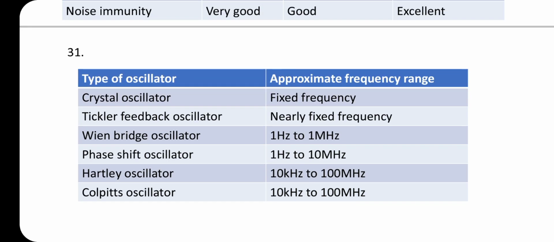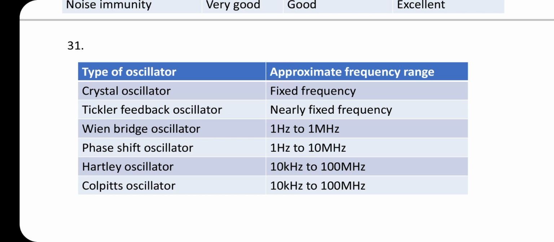31. Types of oscillator and approximate frequency range. Crystal oscillator: it has a fixed frequency. Tickler feedback oscillator: nearly fixed frequency. Wien-bridge oscillator: 1 Hz to 1 MHz is the approximate frequency range. Phase shift oscillator: approximate frequency range is 1 Hz to 10 MHz. Hartley oscillator and Colpitts oscillator: approximate frequency range is 10 kHz to 100 MHz.